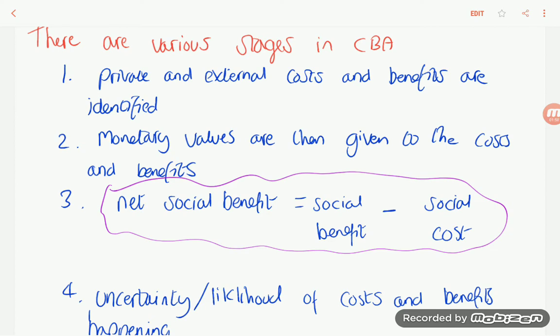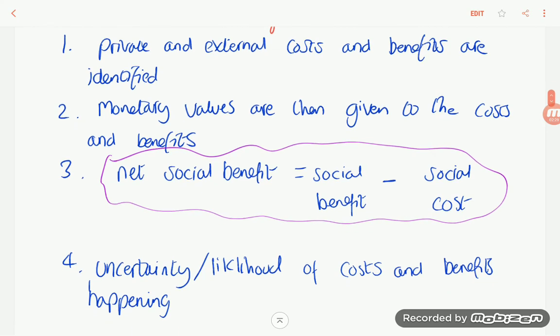So we end up with net social benefit equals social benefit minus social cost. Remembering that social benefit is private benefit plus external benefit, and social cost is private cost plus external cost. So at this point, you should have got the idea that cost-benefit analysis links strongly to the idea of externality. So for AQA, it's not that we have to study cost-benefit analysis per se, but it is useful as we are obviously studying externalities.